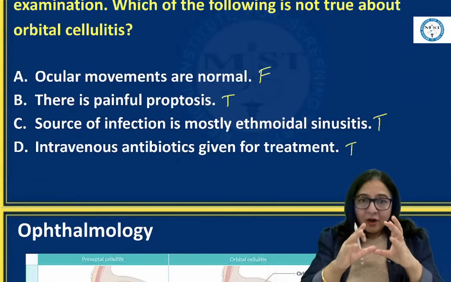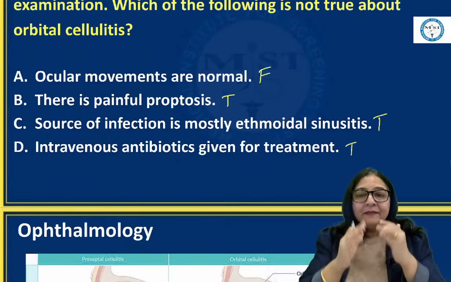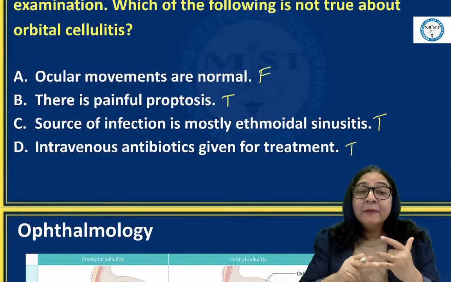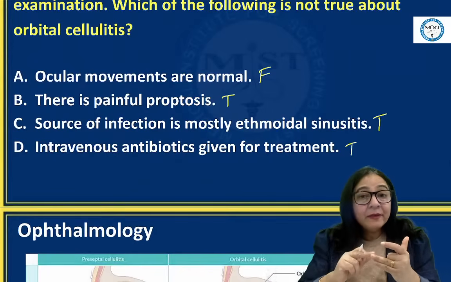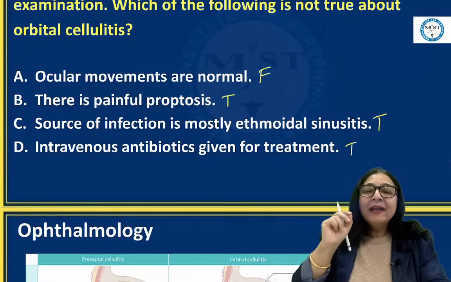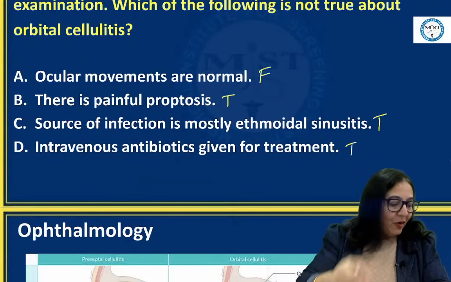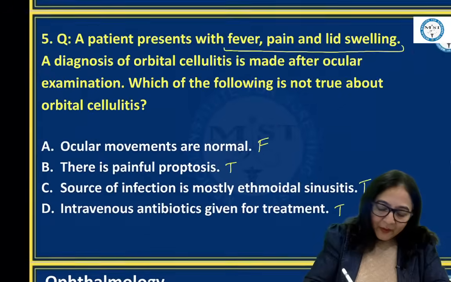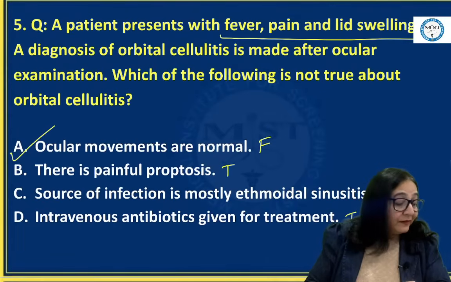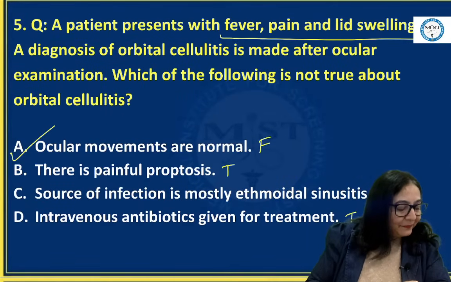areas of the orbit, deeper to the orbital septum we call it. So it's not only the lid swelling, there is also extraocular muscle involvement. There is also involvement of the optic nerve, because of which there will be pupil abnormalities. So extraocular movements, they are restricted. Okay, they are not normal. So this is your right option to be marked here, as many of you have already told me. That is A. Right.